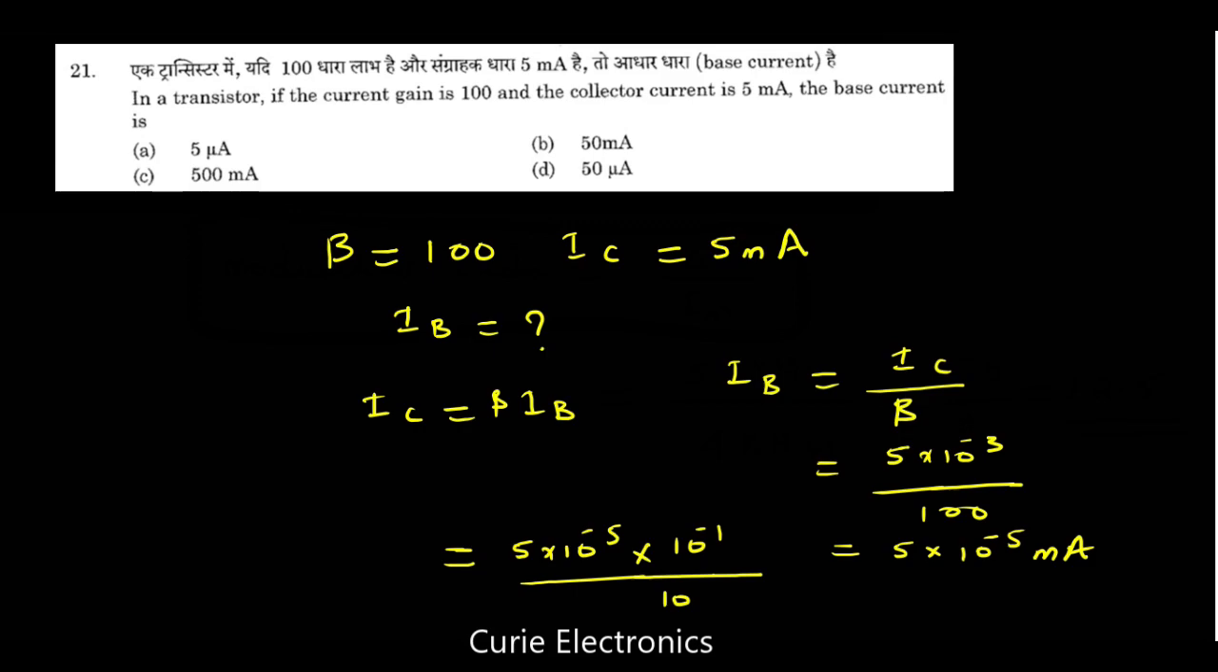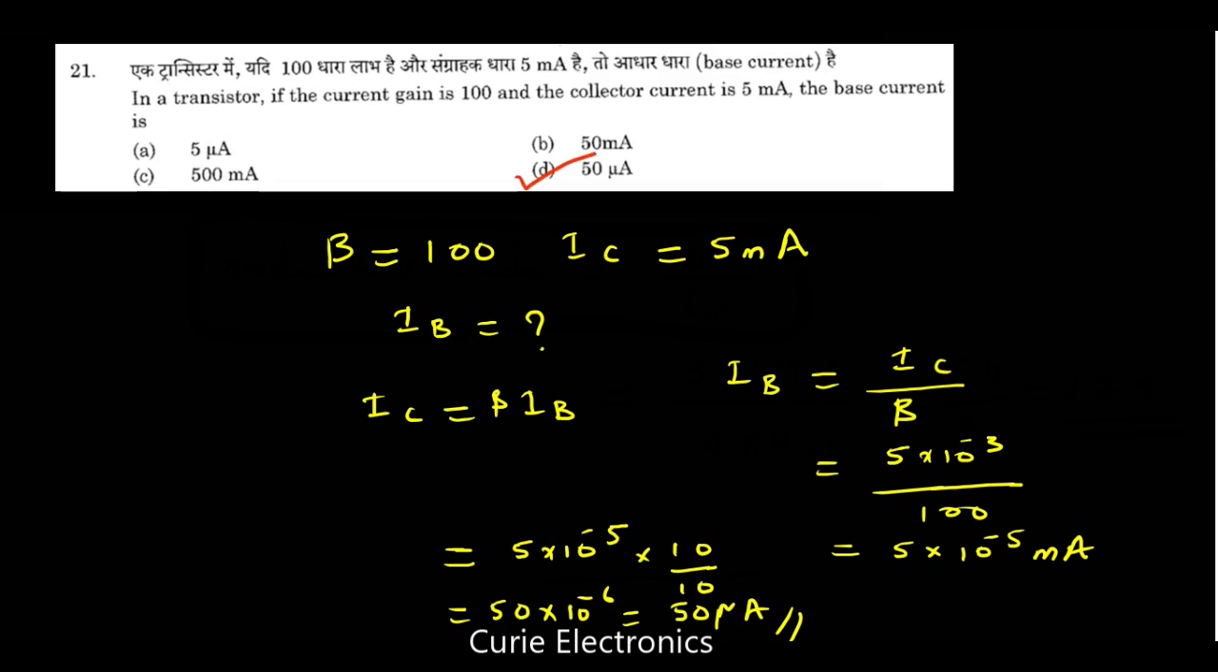So we have 10 to the power minus 5. Multiply and divide by 10. Then what happens? 50 multiplied by, when the 10 comes up, what will it become? Minus 6. So I can write it as 50 microamps. So 50 microamps is the base current. So the answer is option D. Option D is the right answer.